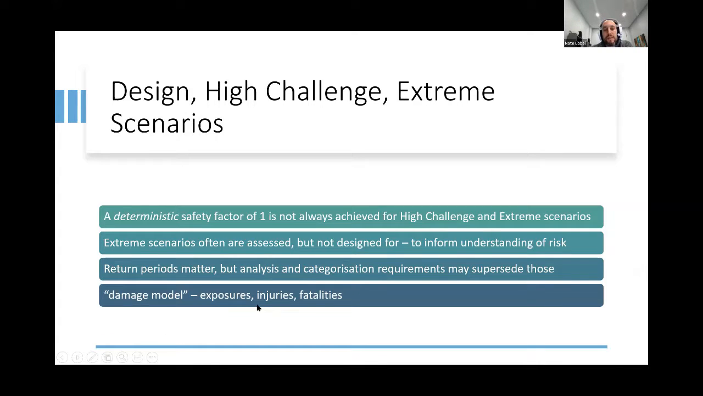And the other big difference is that in infrastructure, it's fairly common for us to actually look at a damage model in terms of exposures, injuries, and fatalities, rather than just a pass-fail tenability.